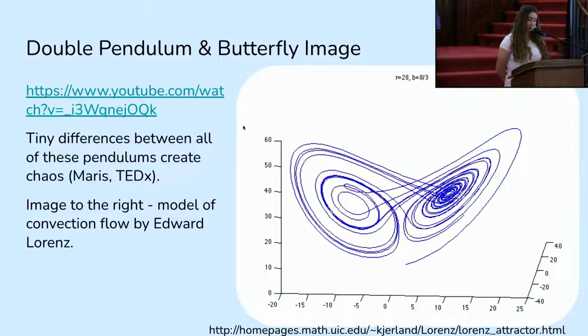The Lorenz attractor, which is also known as the Lorenz butterfly, is generated by a set of differential equations which model a simple system of convection flow, which is the motion induced by heat. And this is where the theory got the name the butterfly effect.